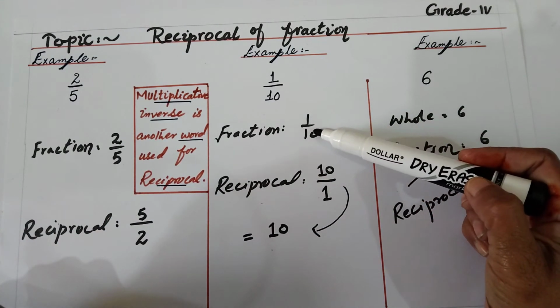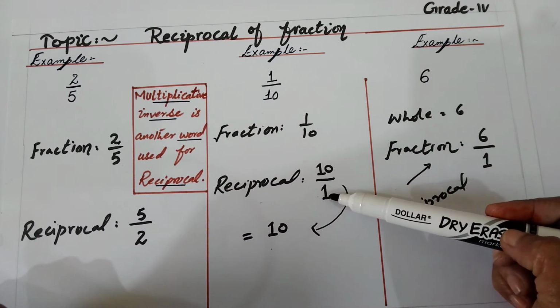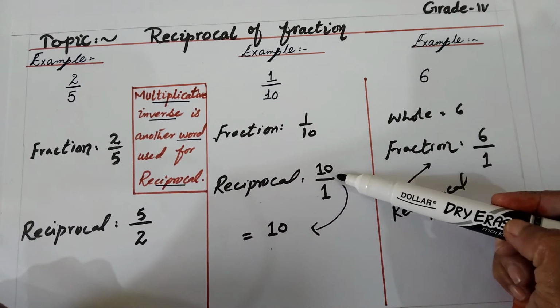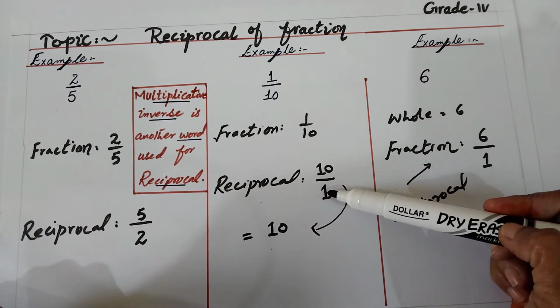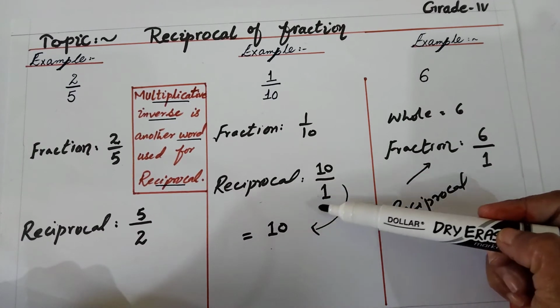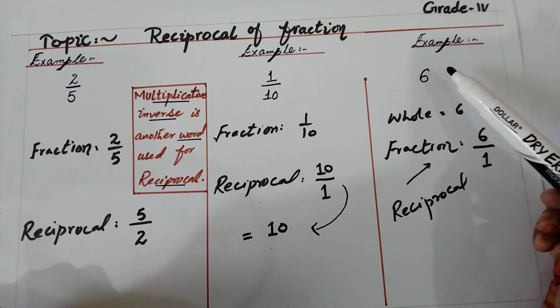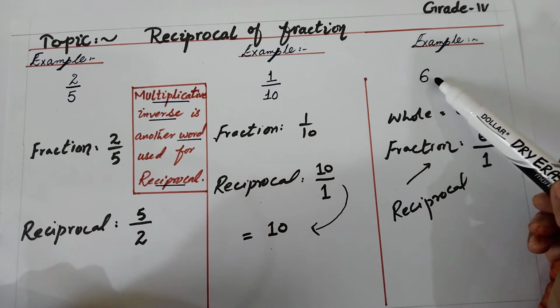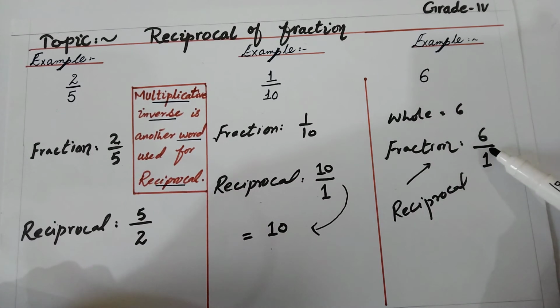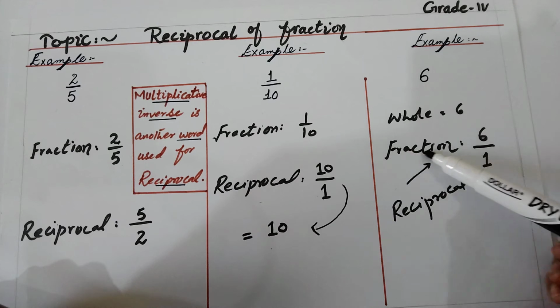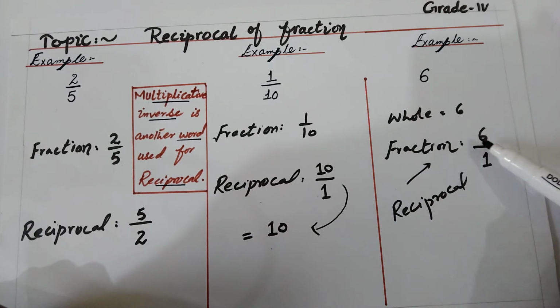How? Because when we get 1 as a denominator, we can write that fraction, that reciprocal, in the form of a whole number, because 1 as a denominator will not affect the value of any number. And in the third one, as we have a whole number, when we have to find the reciprocal of any whole number, you have to write 1 as a denominator. When we use 1 as a denominator, this whole number is converted into the form of a fraction, and this fractional form will be the reciprocal of this whole number.